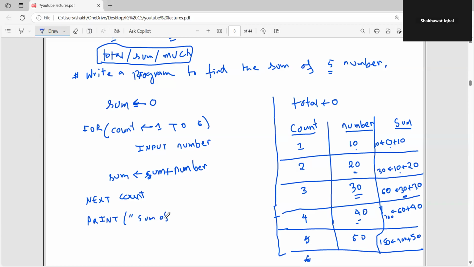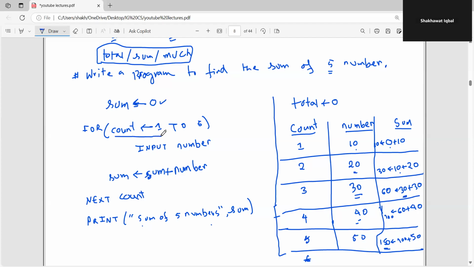Sum of 5 numbers, comma, sum. That means it will print like this: sum of 5 numbers is 150 for this example. Okay, now look at this, how it will work. So initially sum 0 is fine.